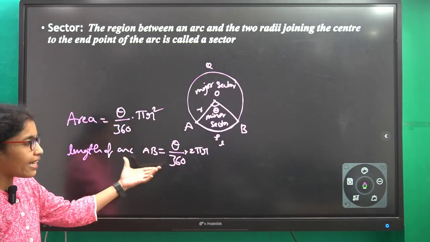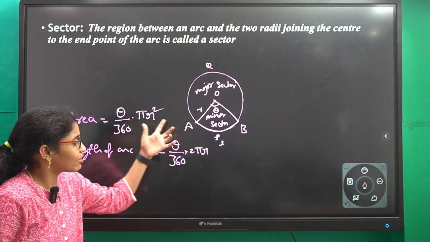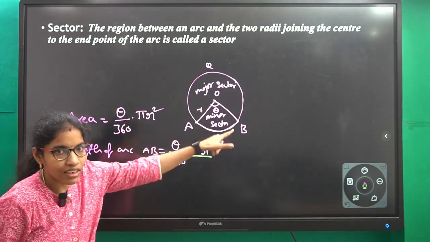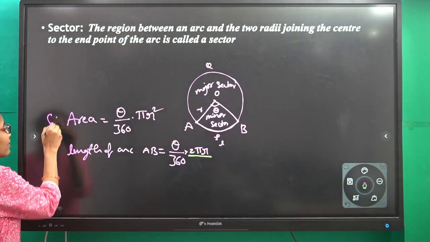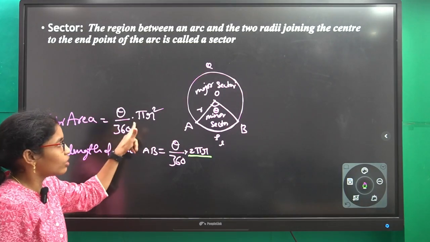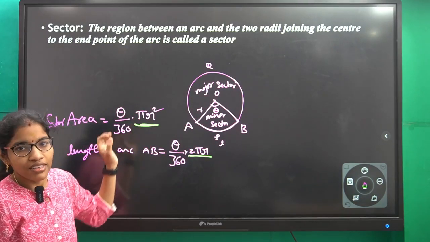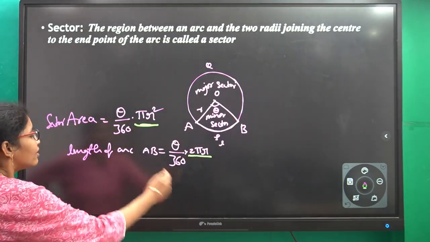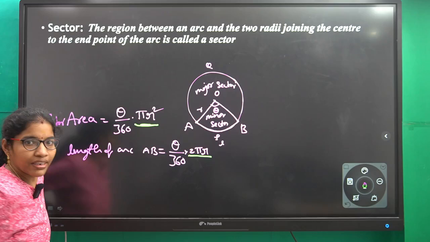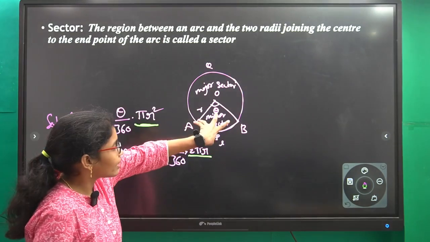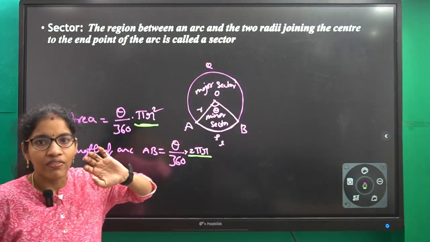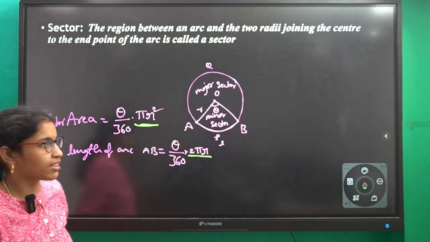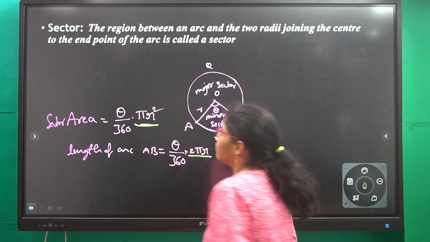This is a length, and it is a part of the circumference. That's why it is theta by 360 into the circumference. Here it is the area of this sector: theta by 360 into the area of the circle gives the area of the sector, and this is the length of the arc AB. Clear these two? If this minor sector equals the major sector, then it is nothing but a semicircle. Clear this one? What is meant by sector?